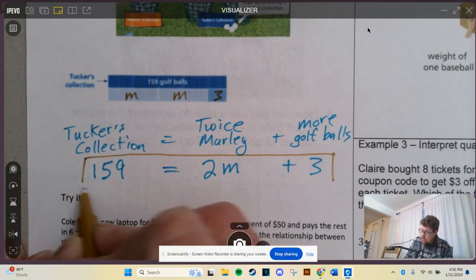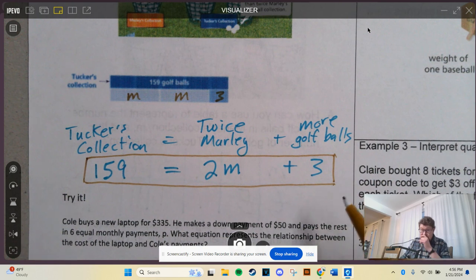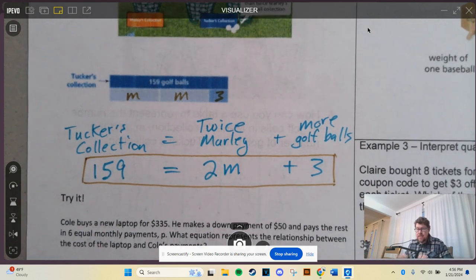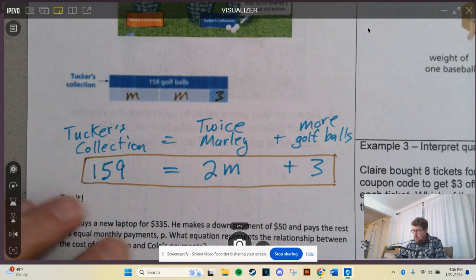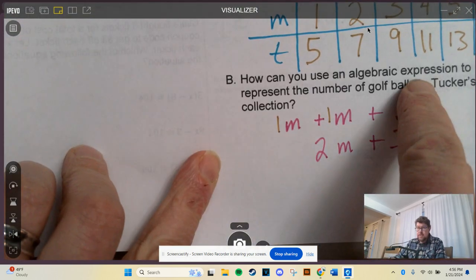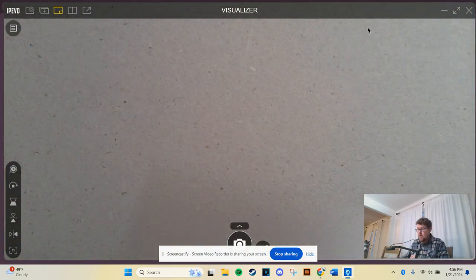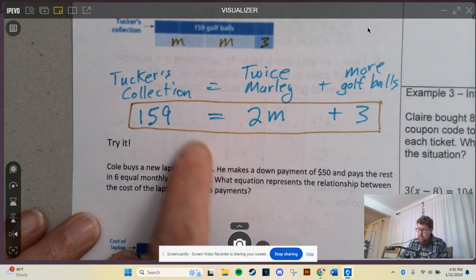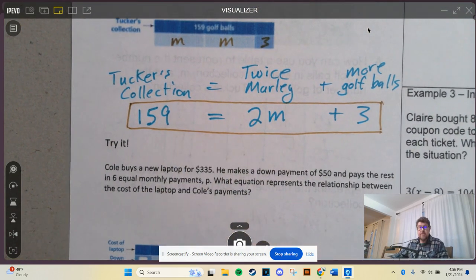An equation is different than an expression because an equation has an equal sign, right? So let's compare the difference here. I've got this 2M plus 3. This is an algebraic expression. And this is an equation. When you add that equal sign, it becomes an equation, okay?